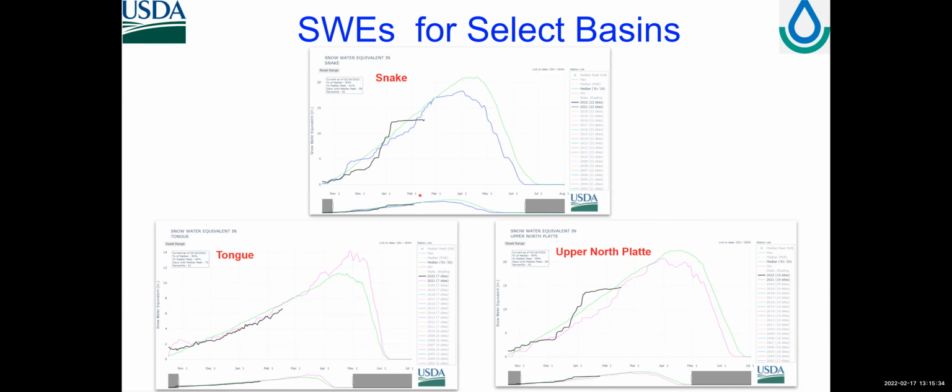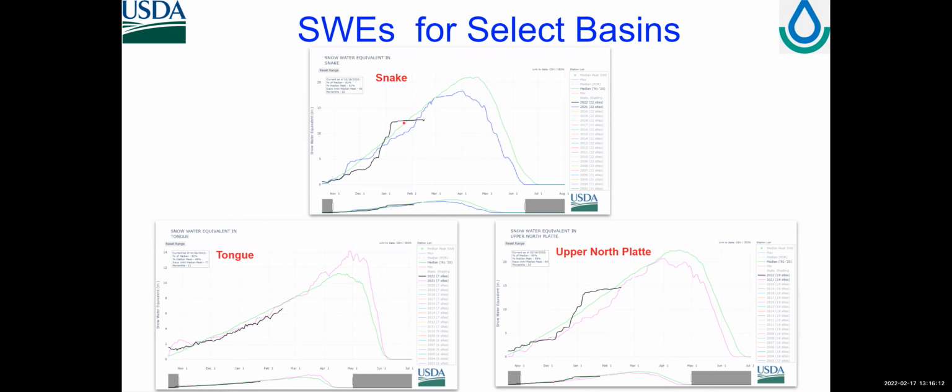The green line is the 30-year median, 1991 to 2020. The black line on all 3 charts is the current 2022 trace, and the other color is 2021. As you can see, especially looking at the Snake, which is representative of basins in the west, Upper Bear, Yellowstone, we started out really strong most of December and into early January. Then we just flattened out, and now we're below what we were in 2021.